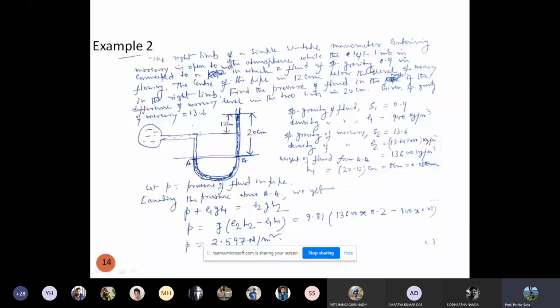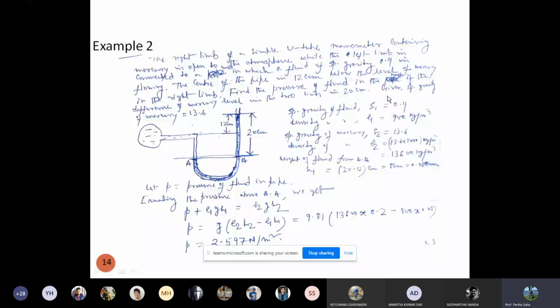The center of the pipe is 12 centimeter below the level of mercury. So this is the center of the pipe, and this is 12 centimeter below the level of mercury in the right limb. Find the pressure of the fluid in the bulb if the difference of mercury level in the two limbs is 20 centimeter. Given the specific gravity of mercury 13.6.